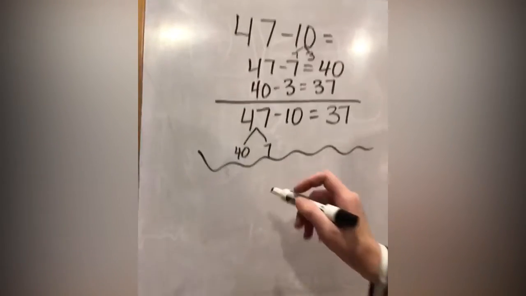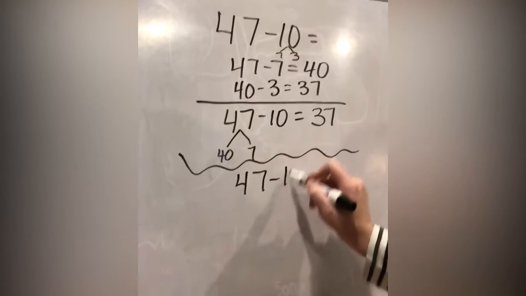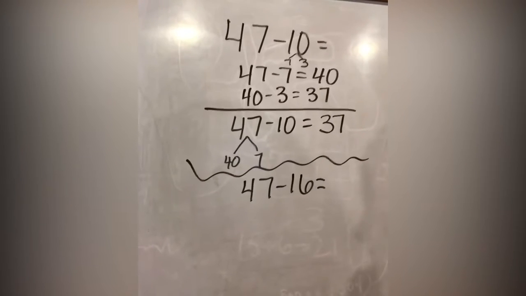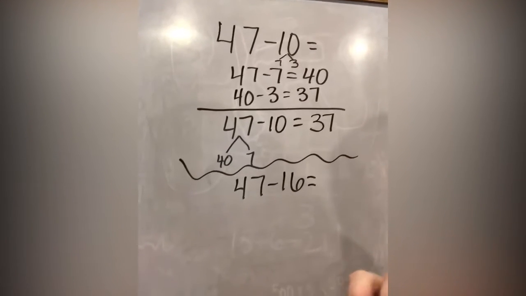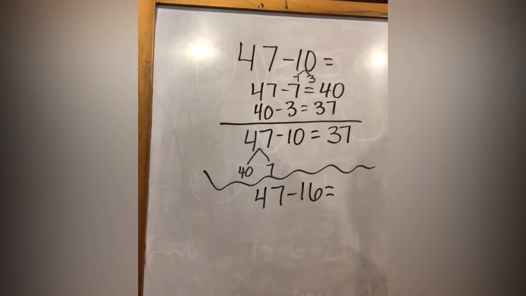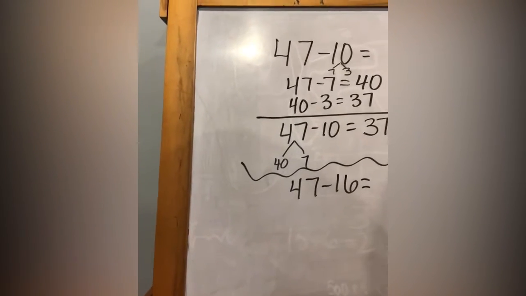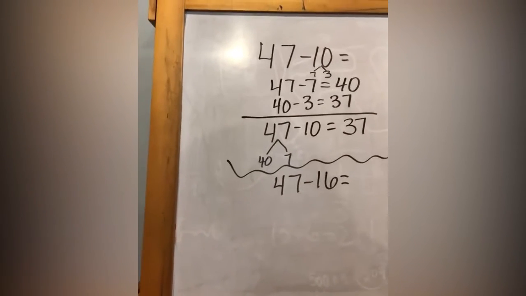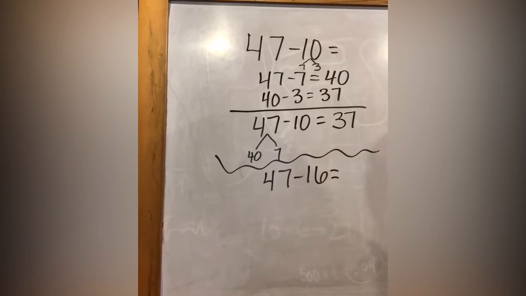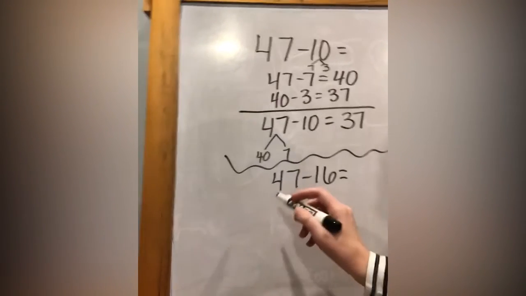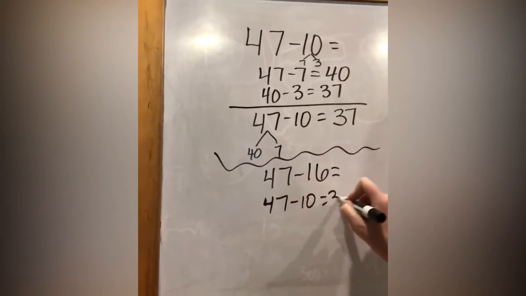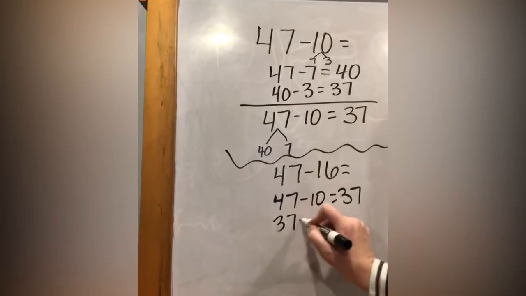So now when we're looking at the next problem, 47 minus 16, let's think about how our strategy might change there. Again, think about, do you agree with the strategies you're seeing? Do you have a different strategy you can share with someone around you? We're trying to do this mentally. So first, we know that 47 minus 10 is 37 already. And then 37 minus 6 is 31.